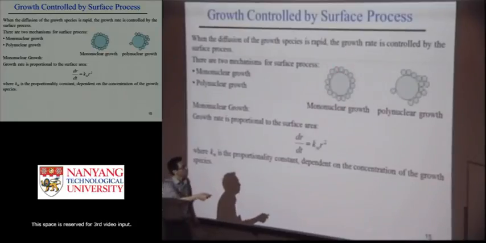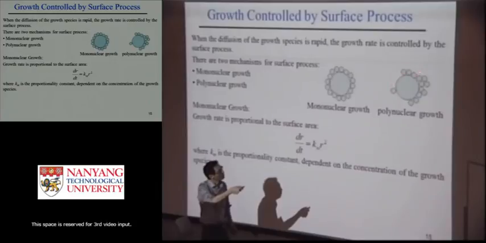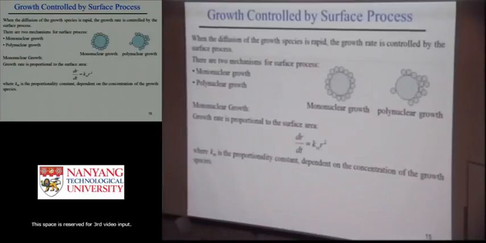In contrast, we have so-called polynuclear growth. So the atom comes to the surface of the nuclei. Before this complete layer forms, the second layer has already started. Even the third layer can start. This is called polynuclear growth. You don't necessarily need to form one complete layer in order for the nanoparticle to grow. Okay, so let's first talk about mononuclear growth.